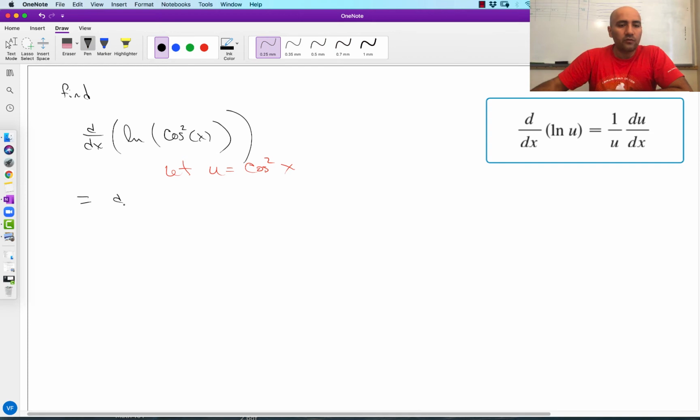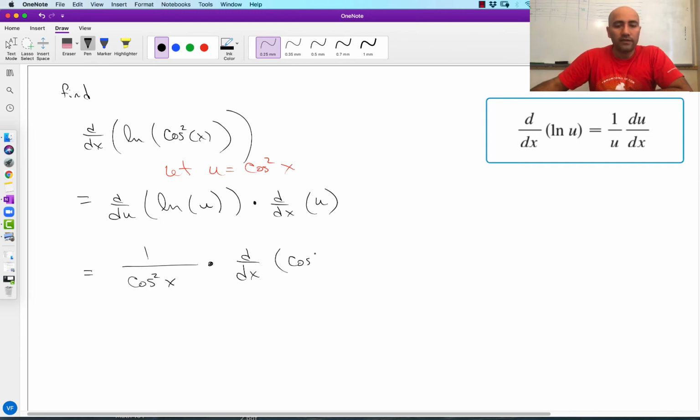So this will be equal to the derivative with respect to u of ln of u times the derivative with respect to x of the u. So this is going to be equal to 1 over cosine squared x, which takes care of this derivative, 1 over u, where u is this, times the derivative with respect to x of cosine squared x. Good. And again, we're going to have to do a substitution here.